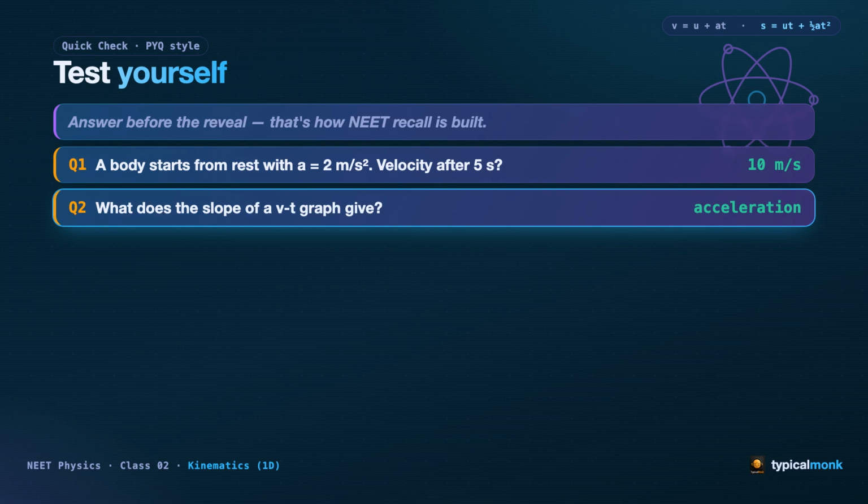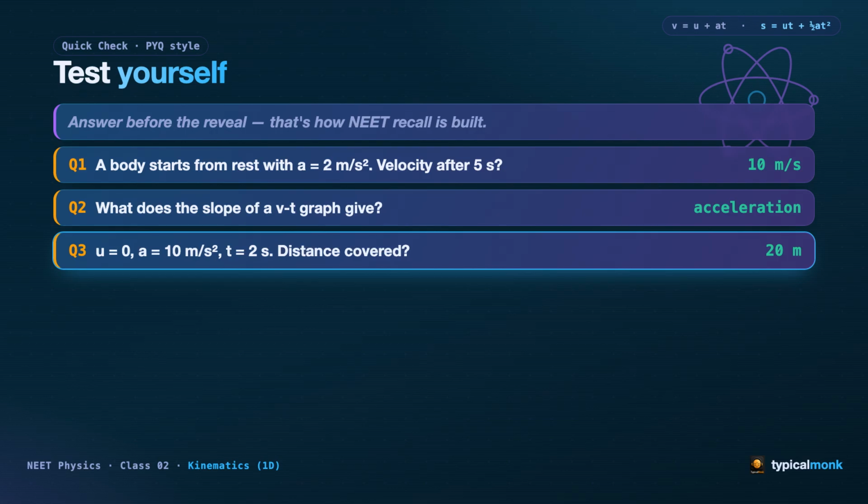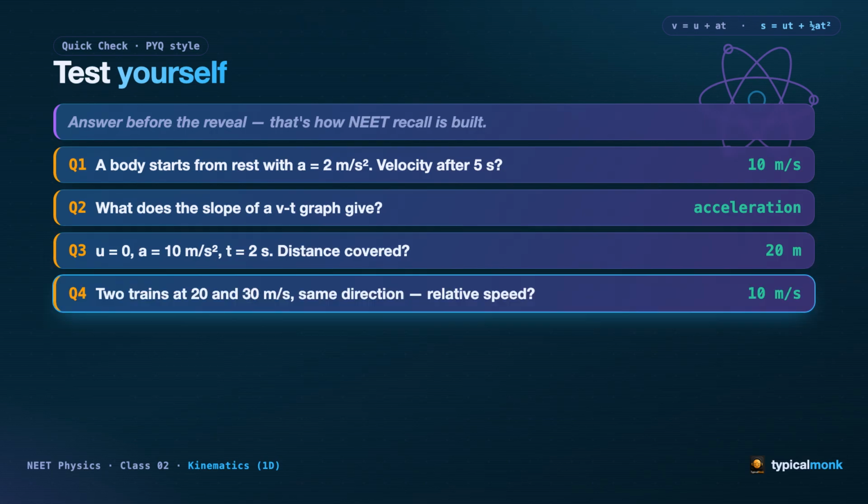Question 2. What does the slope of a velocity time graph give you? Acceleration. Question 3. Starting from rest with acceleration 10 meters per second squared, what distance is covered in 2 seconds? 1/2 times 10 times 2 squared, 20 meters. Question 4. Two trains move in the same direction at 20 and 30 meters per second. What is their relative speed? Subtract for the same direction, 10 meters per second.